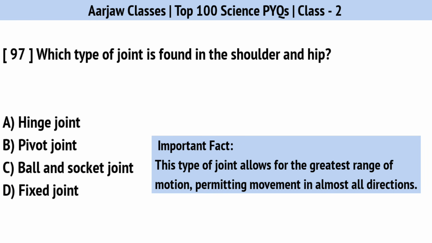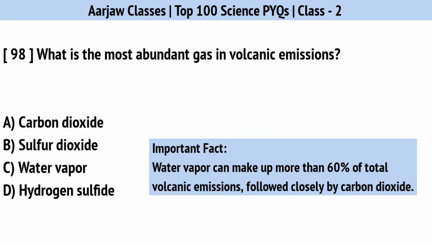Which type of joint is found in the shoulder and hip? Correct option is C. Ball and socket joint. What is the most abundant gas in volcanic emissions? Right option is C. Water vapor.